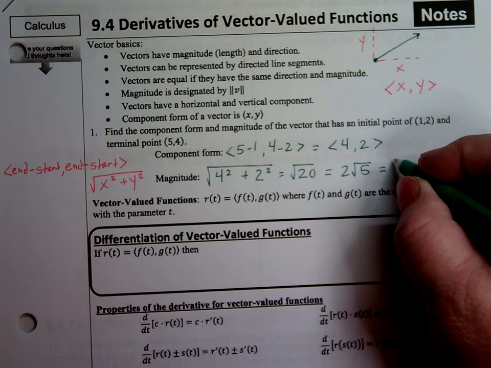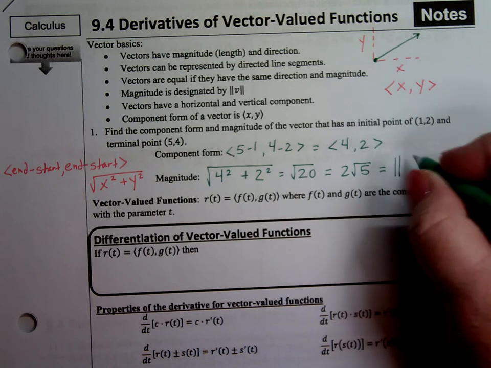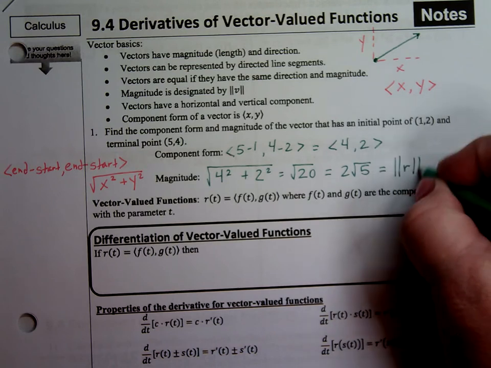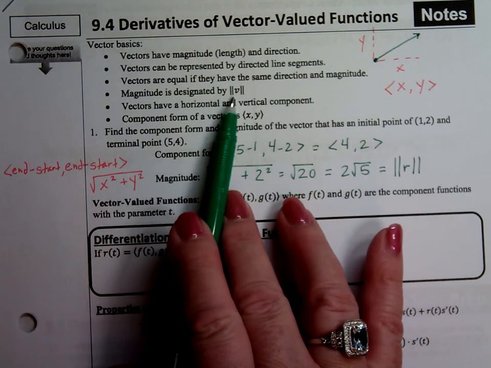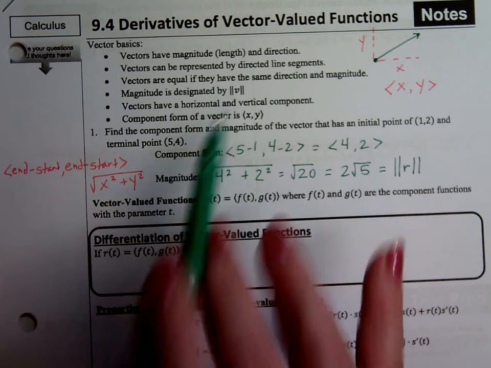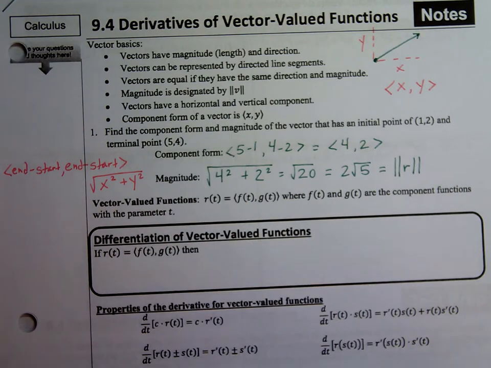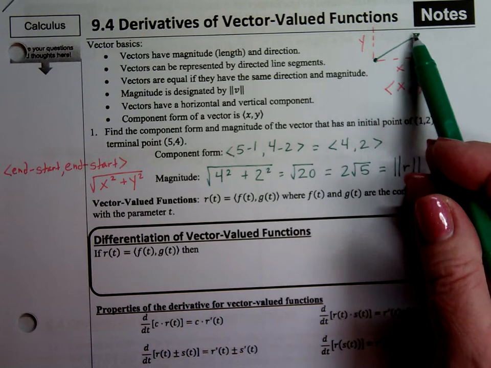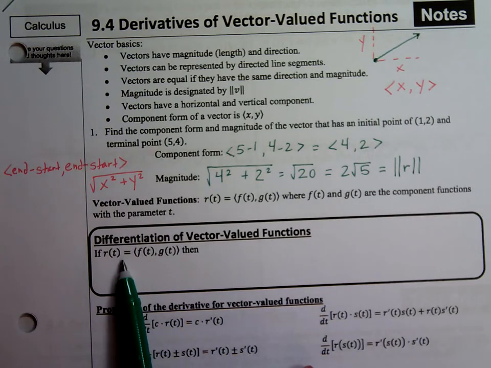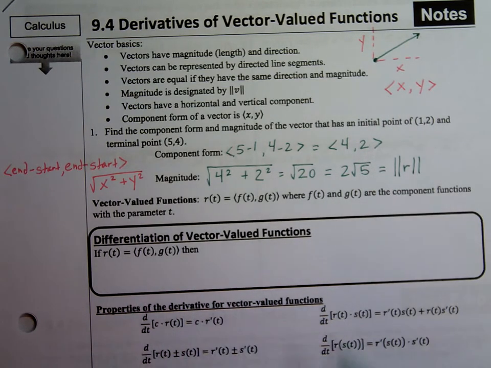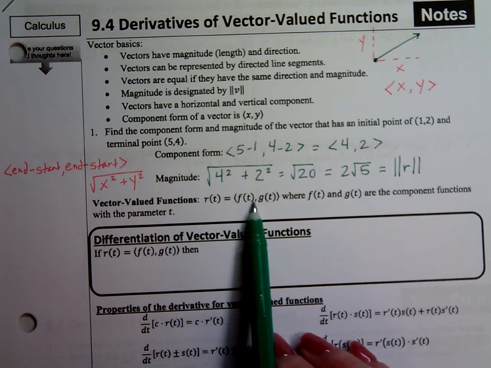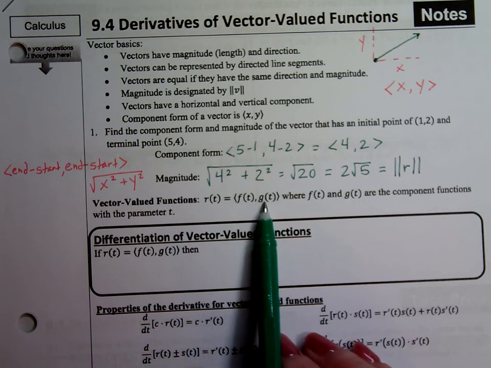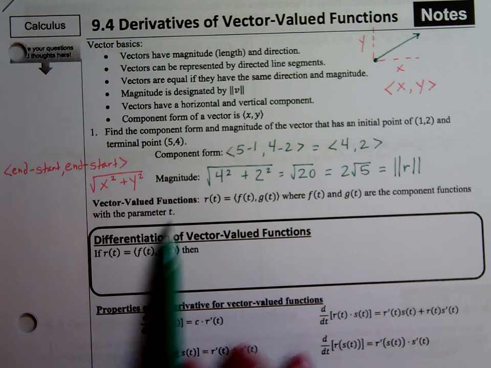Sometimes you'll see it listed like this with an r. The magnitude is designated by a double absolute value sign, and sometimes they'll use an r. You have x, you have y, and then you have the r. You can see that in the next couple of things here. So vector valued functions are functions in the form r of t, where the x component is f of t and the y component is g of t. They're your parameter for t.